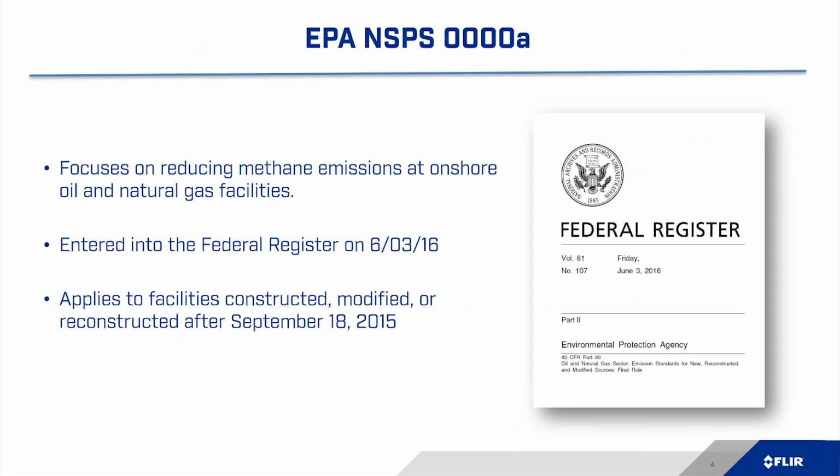So first we'll take a look at the EPA NSPS Quad OA rules and regulations and how it came about and what the timeline associated with it is. As you can see here, this is a regulation that focuses primarily on reducing methane emissions at onshore oil and natural gas facilities. It was promulgated into law and entered into the Federal Register on June 3rd, 2016, and applies to facilities constructed, modified, or reconstructed after September 18th, 2015. So for the most part, facilities that were built or constructed or went into production prior to that date in 2015 do not have requirements to comply with the Quad OA regulation itself.